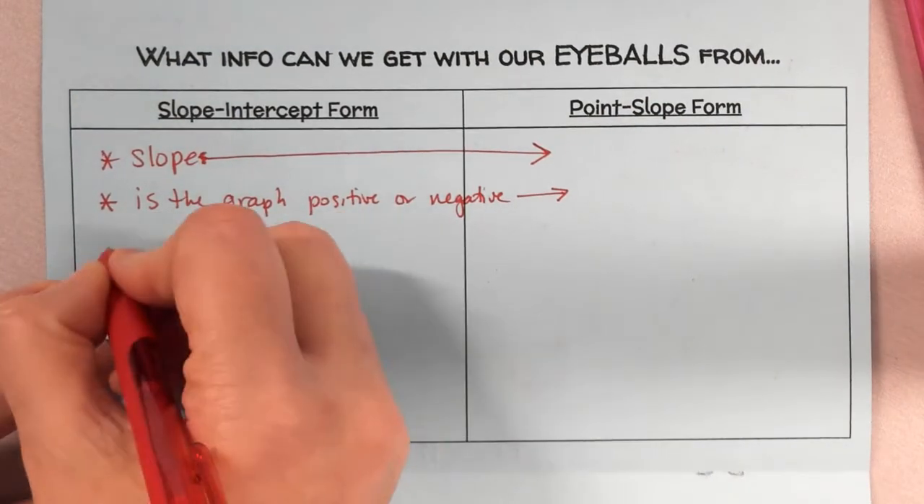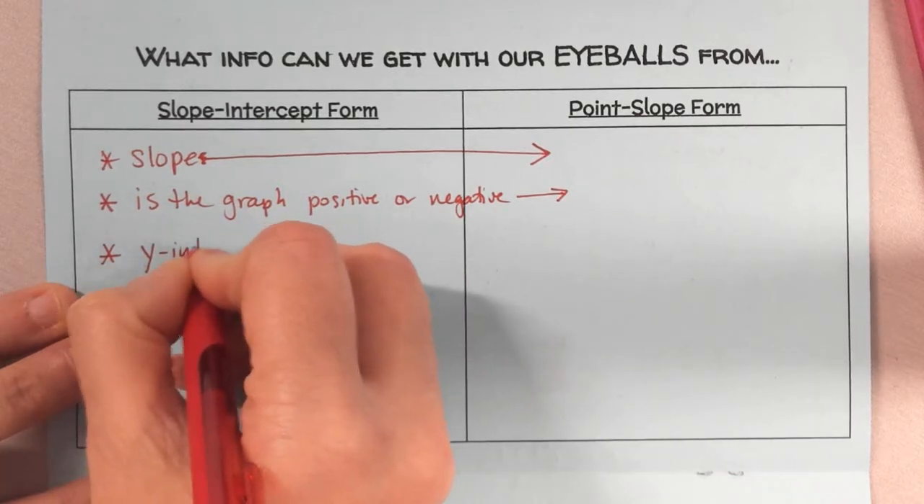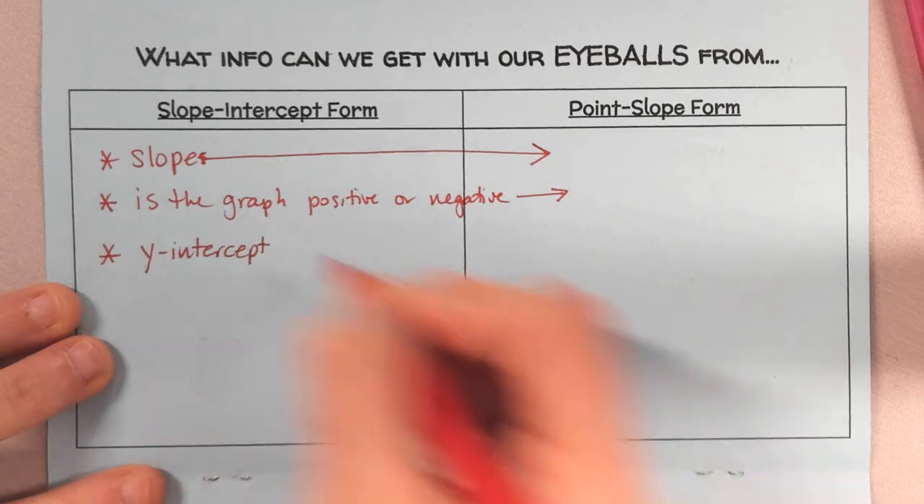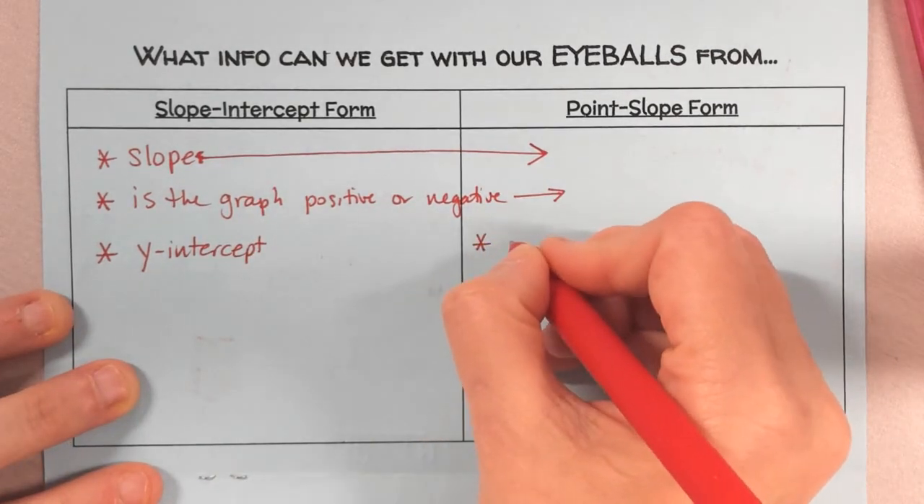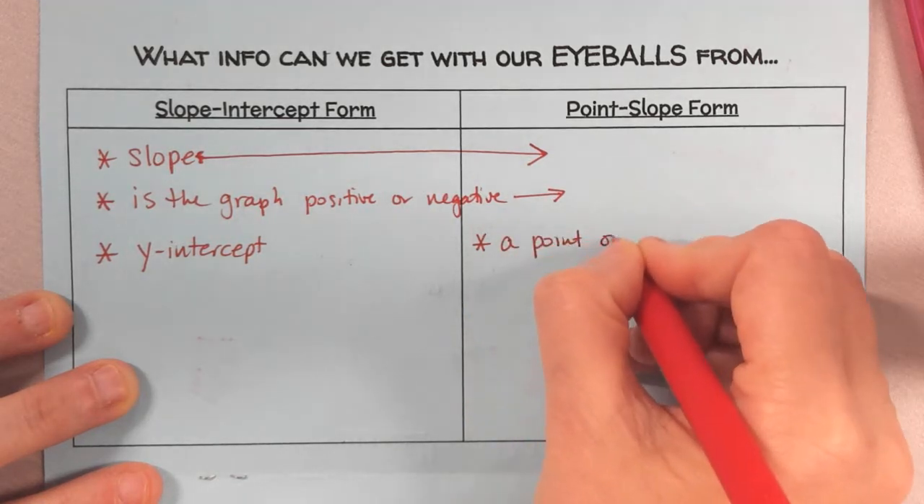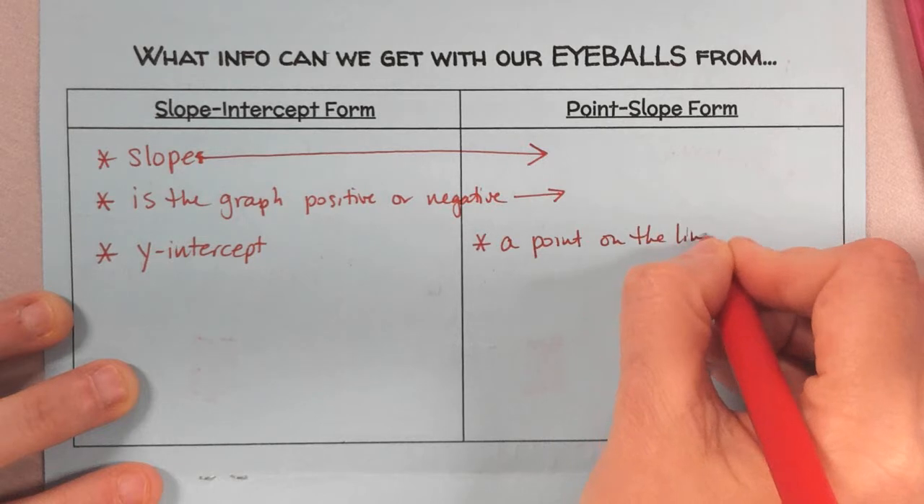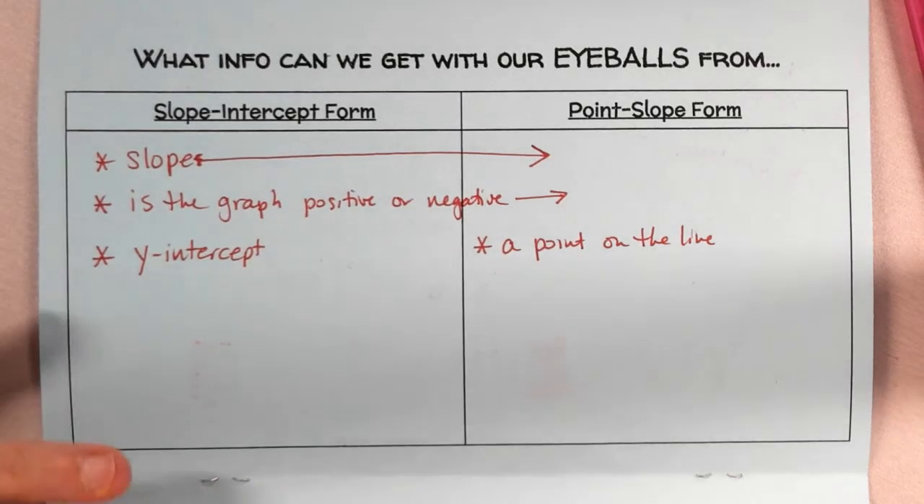Now, in slope-intercept form, I can get the y-intercept, so the location of the y-intercept. And in point-slope form, I can get a point on the line. Just a point. I don't know which point it is, but I can get a point on the line. Now, when I look at standard form, I can't get any of that.